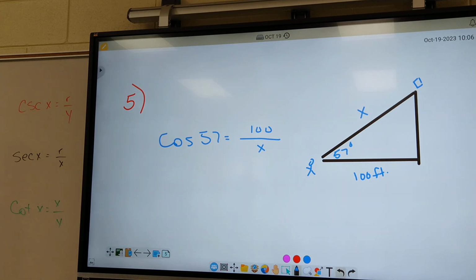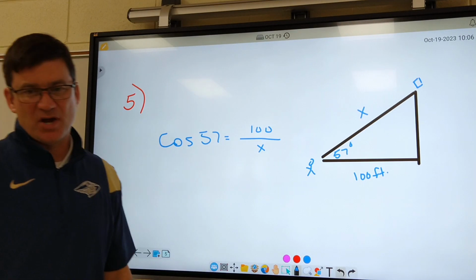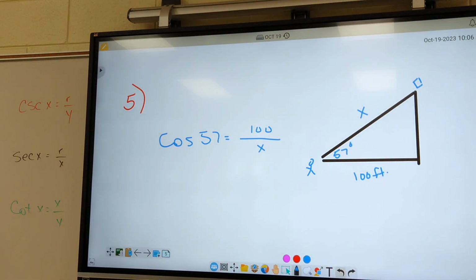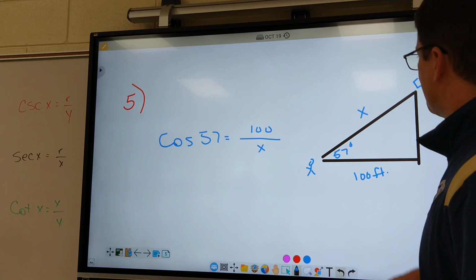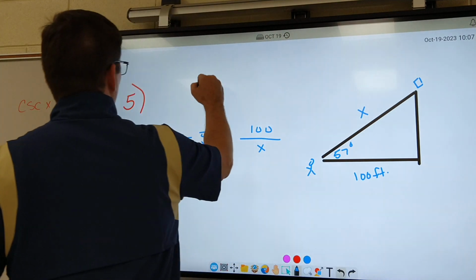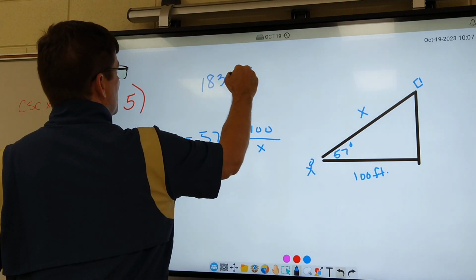Yeah, I think so. All right, so just like on the last problem, what do I do in my calculator when I got the x on the bottom? We just talked about it. Very good. 100 over cosine of 57. I got 183.6. Do I make it degrees and minutes? Let's see. No, because it's a side. 183.6 feet.